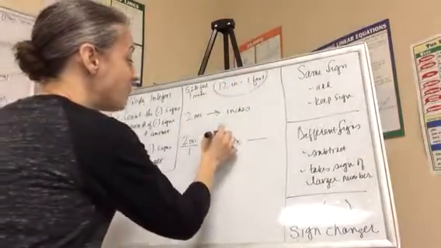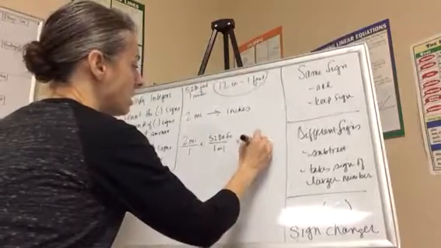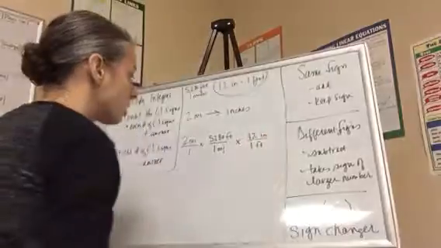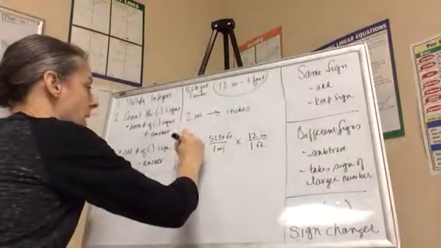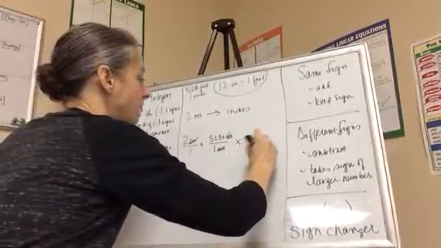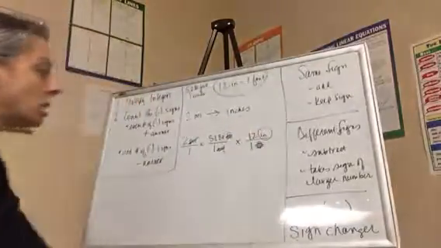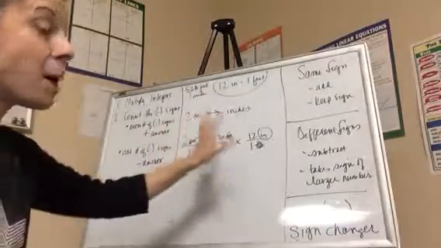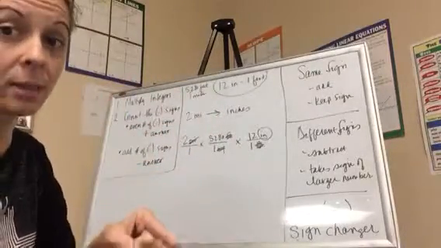Once again, now feet needs to cancel. So I need to put 1 foot here and 12 inches here. Now watch what happens. Miles and miles cancel. Feet and feet cancel. The only unit of measurement left in my answer is inches. So I have my problem set up correctly.